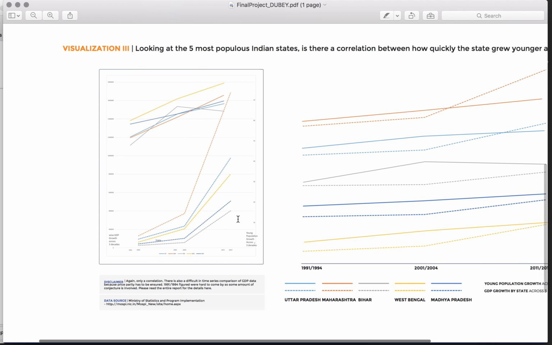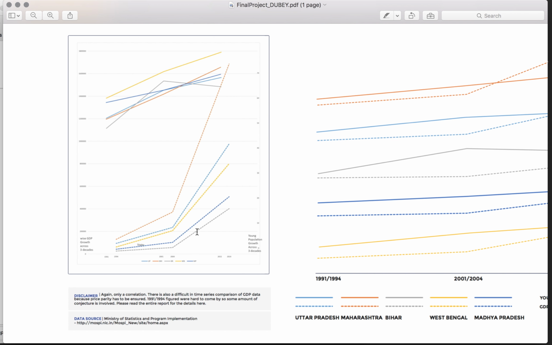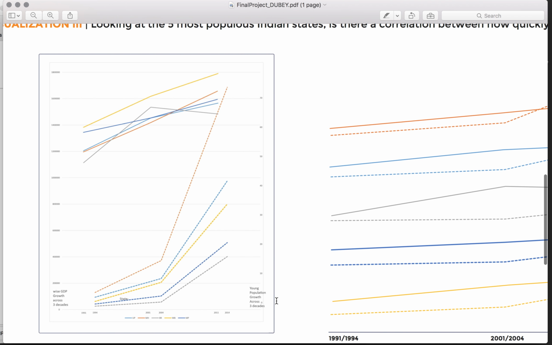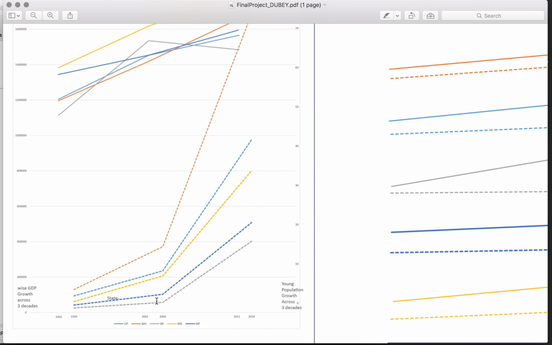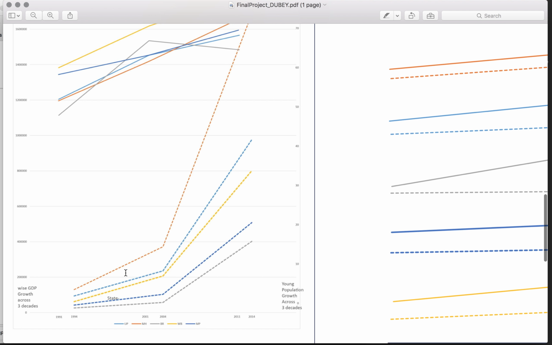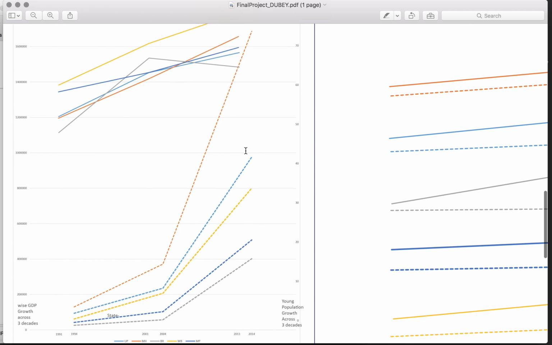All right, so as you can see in this visualization, this axis represents the growth of the young population across 3 decades. This axis is coordinated accordingly, and it's pretty rapid. As an example, in the state of Maharashtra, which is the orange line, you can see that the percentage of young people really skyrockets.